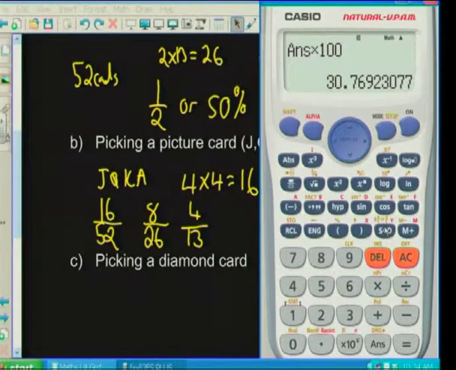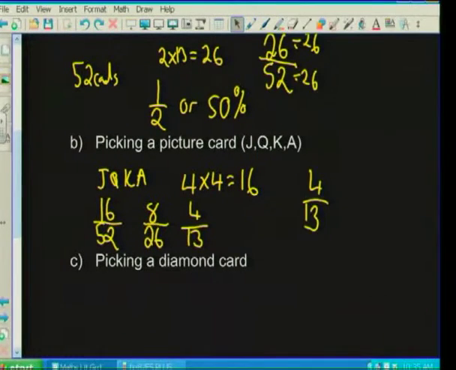30.769237. And normally for percentage, it is safe to just put 1 decimal place and round off to 1 decimal place. So we'll answer this as 30.8%. Right. So the percentage here, let's just write it in, is 30.8%. Great, so there we have our percentage. So to answer the question, the chance of picking a picture card out of a pack of 52 cards is a 30.8% chance. All right.